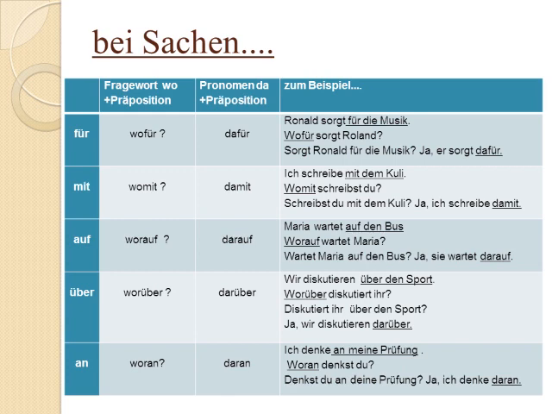Über. Worüber? Darüber. Wir diskutieren über den Sport. Worüber diskutiert ihr? Über den Sport. Diskutiert ihr über den Sport? Ja, wir diskutieren darüber. Here, darüber refers to über den Sport. An. Woran? Daran. Ich denke an meine Prüfung. Denken an plus Akkusativ, to think of something. Woran denkst du? Ich denke an meine Prüfung. Denkst du an deine Prüfung? Ja, ich denke daran. Here daran refers to Prüfung.